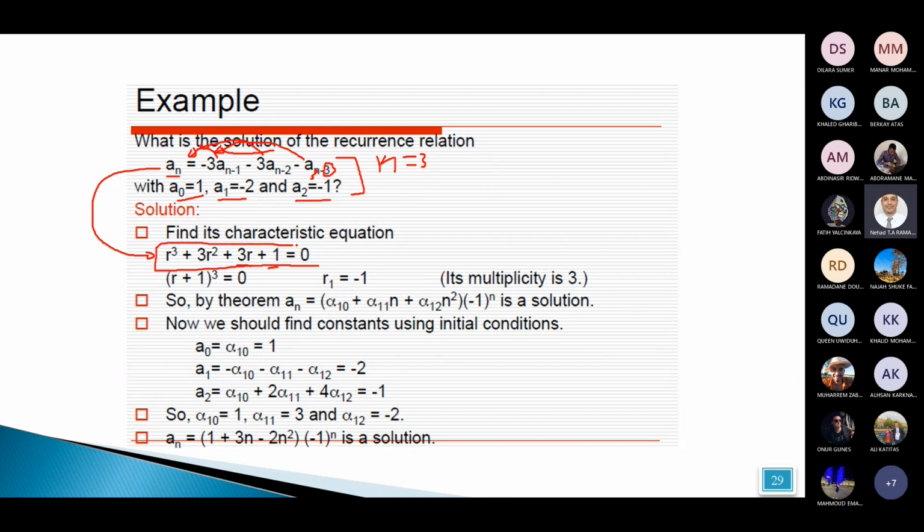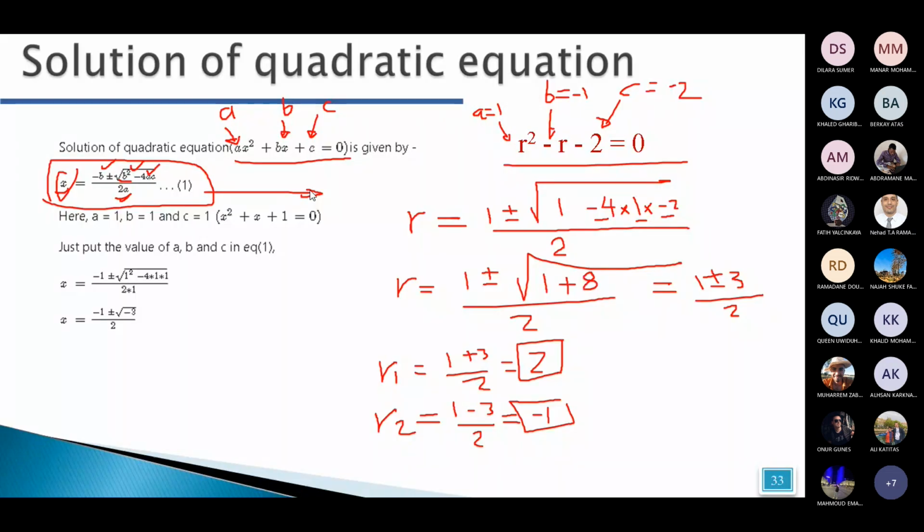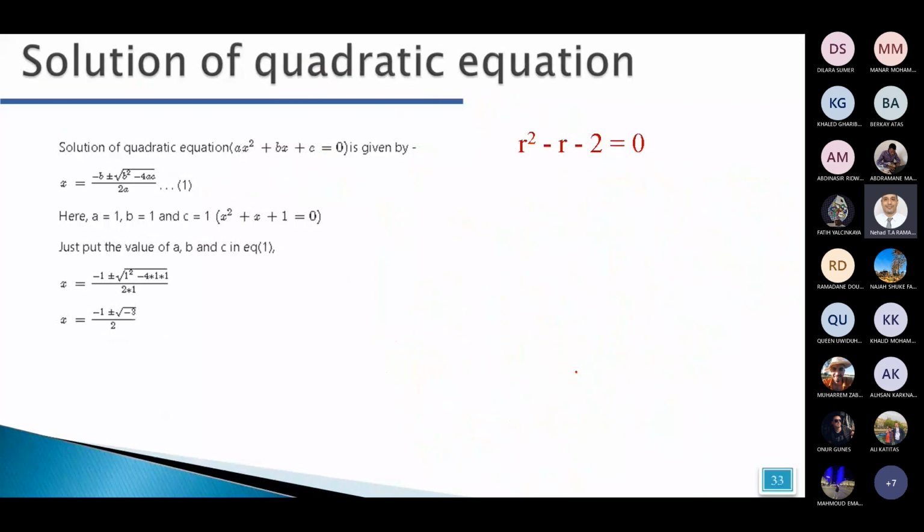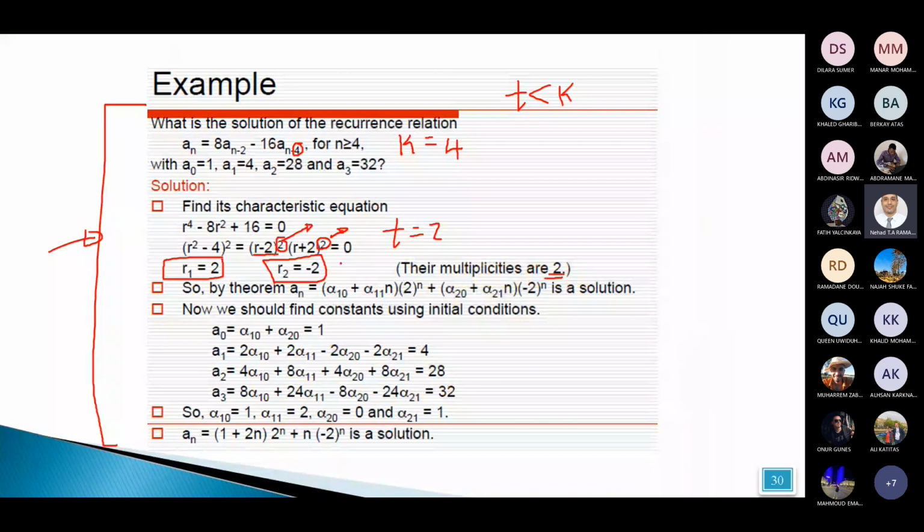This equation, I just show you how to solve it here. I solved it for you. So at the end we have (x plus 1), (x plus 1), (x plus 1), so this means (x plus 1) power 3, and the solution is x equals minus 1. So same issue here. We have, which example?